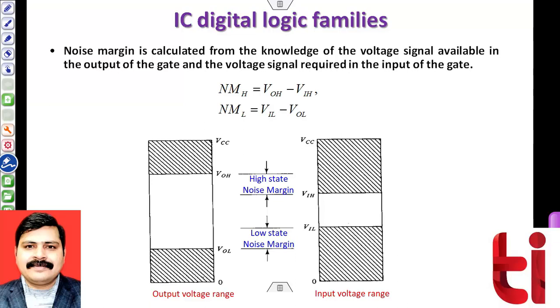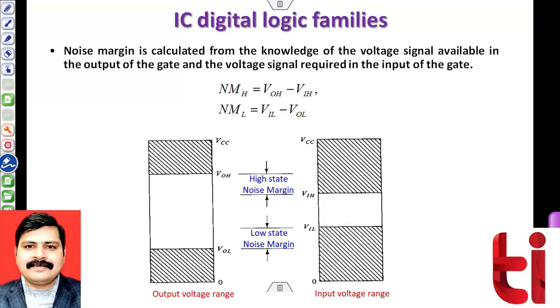I have taken the same schematics that we discussed in the voltage related parameters. This is for the output voltage range and this is for the input voltage range. So let us see the definition first. Noise margin is calculated from the knowledge of the voltage signals available at the output of a gate and the voltage signal required at the input of the gate. What it means, now I can check. So this is the margin. The difference between VOH and VIH is the noise margin for my high level. So noise margin for high level is VOH minus VIH.